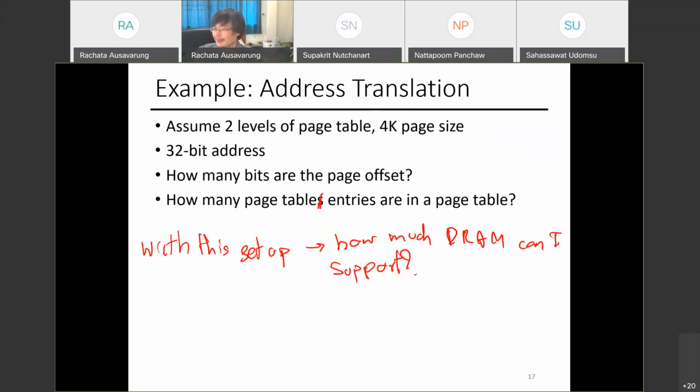So how many entries are per level, per page table? How many entries do you have? 1024, right? 1024 entries. How many levels do you have in total? There are 2 levels, right? So how many pages can I support with 2 levels and 1024 entries per level? So how many pages can I have?